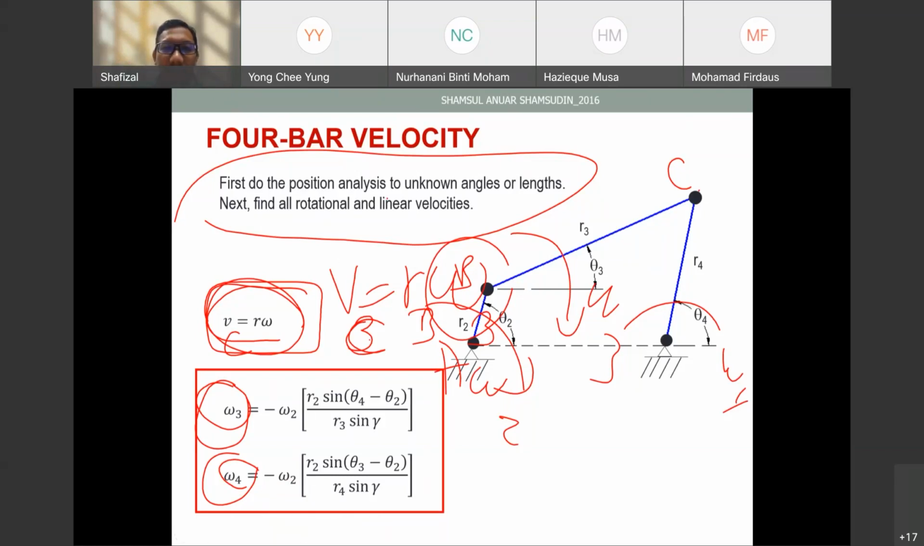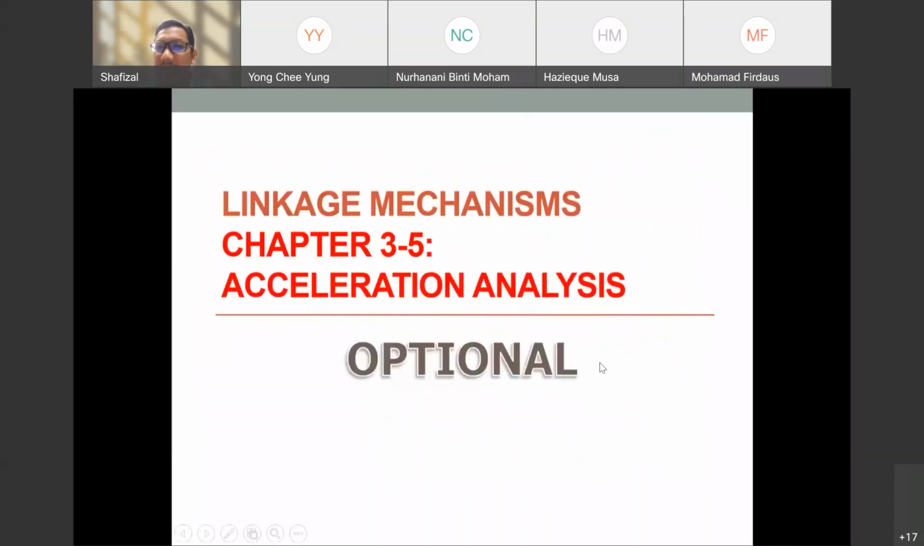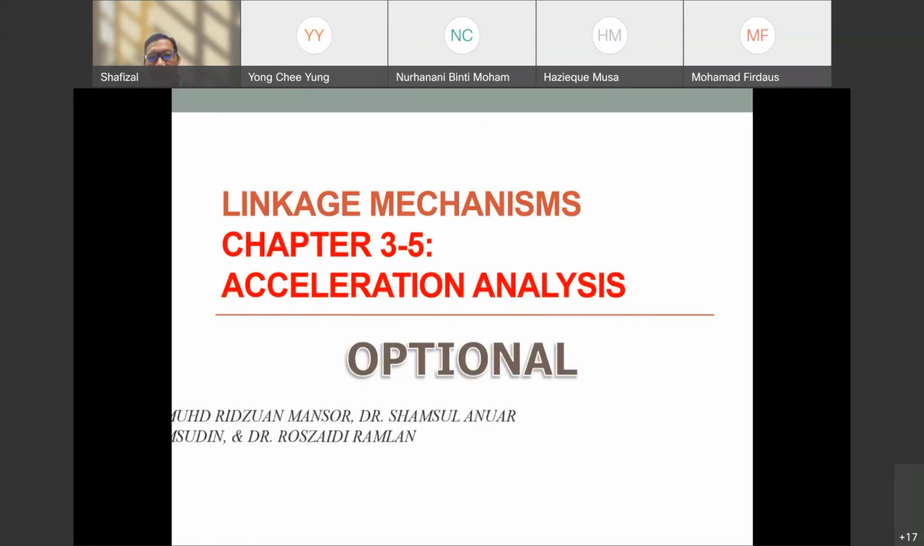Okay, going to the next one. The next will be the last, the position and the accelerations. This is also optional, and this one is quite similar to what we have done with the links. The same. So as I said earlier, the most important thing is that you know the concept of the position analysis. Once you know the concept of the position analysis, the next steps for velocity as well as for accelerations will be easier.